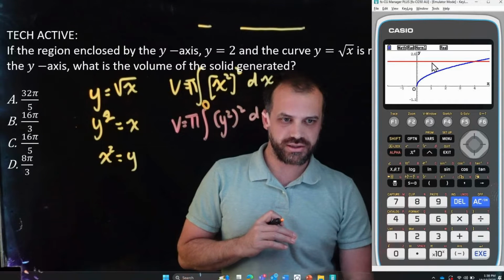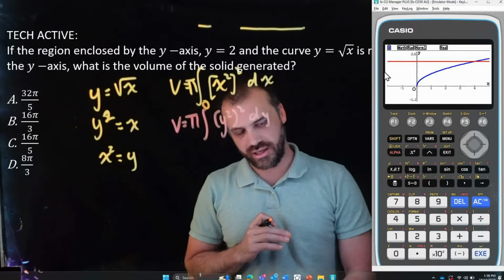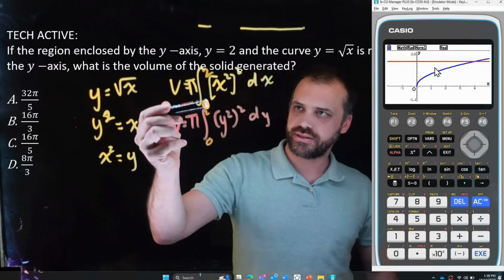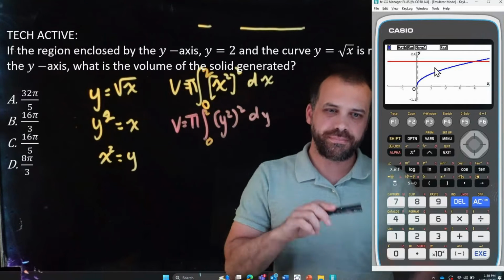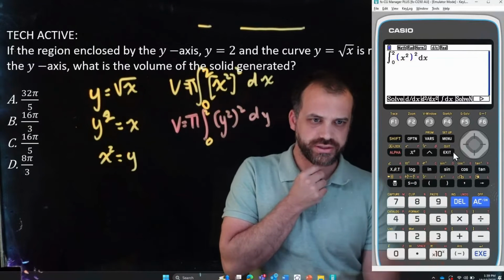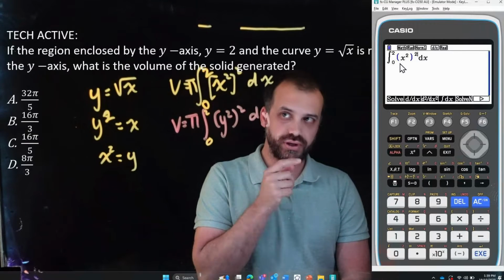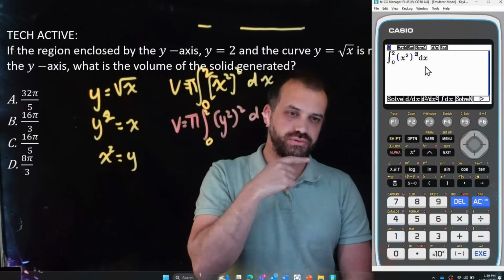But we're rotating this around the x-axis, so terminals are 0, 2. Okay, 0, 2, 0, 2. We can put this in our calculator now. Okay, so you can see what I've put into my calculator. The integral between 0 and 2 of x squared with respect to x.